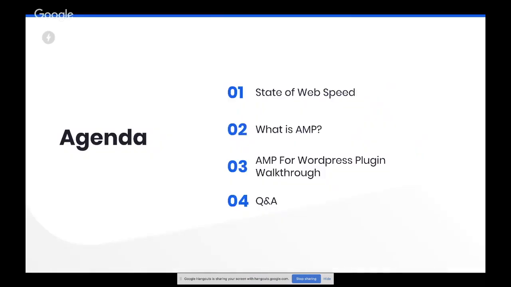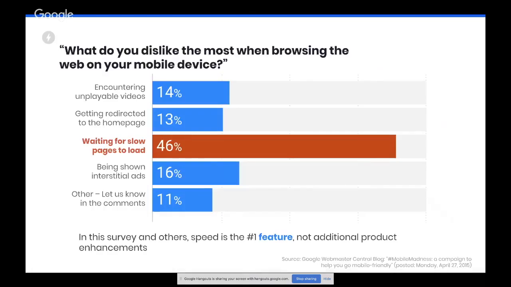And today's agenda, we will first start with the state of web speed. Then we'll move on to what is AMP, as we all know now. Then we'll go to number 3, which James is going to lead, the AMP for WordPress plugin walkthrough. And then we'll end with some resources and a Q&A.